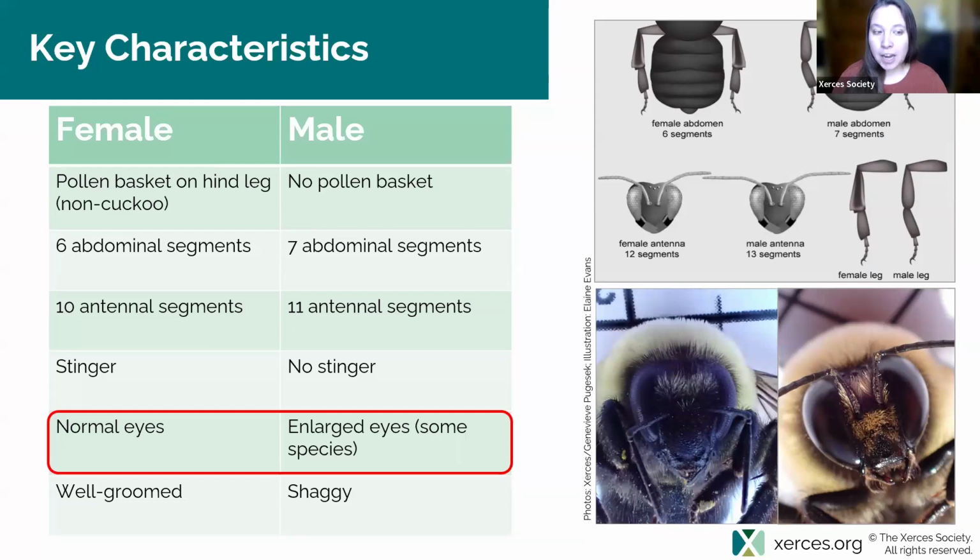The next thing I'd like to check is whether or not the bee has enlarged eyes. For some species of bumblebees, the females will have normal-sized eyes, whereas the males will have really large eyes. So as you can see in this example, this female bumblebee has regular sized eyes. They're nothing super huge. Whereas the male counterpart has very large eyes.